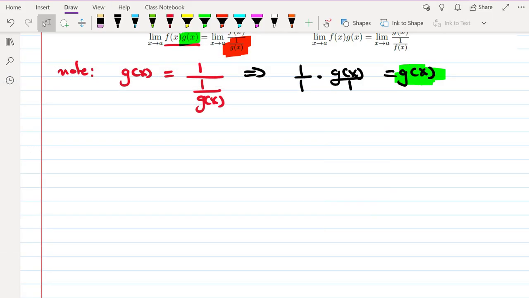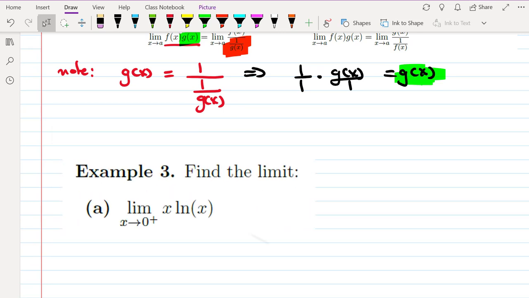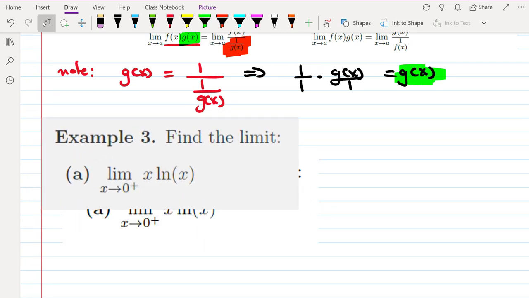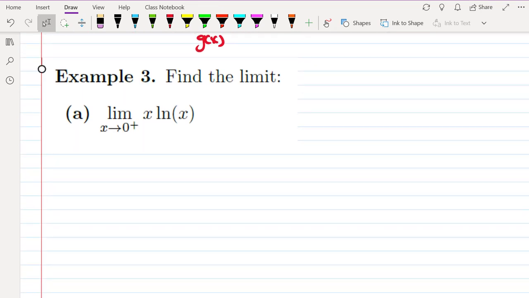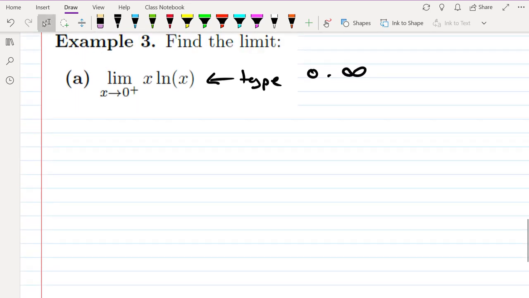So we have the limit as x goes to 0 from the right of x times the natural logarithm of x. If we put in 0, x is 0, and the natural logarithm of 0 is infinity. So this is of type 0 times infinity. As we were talking about above, there are two different ways that we can rewrite this.